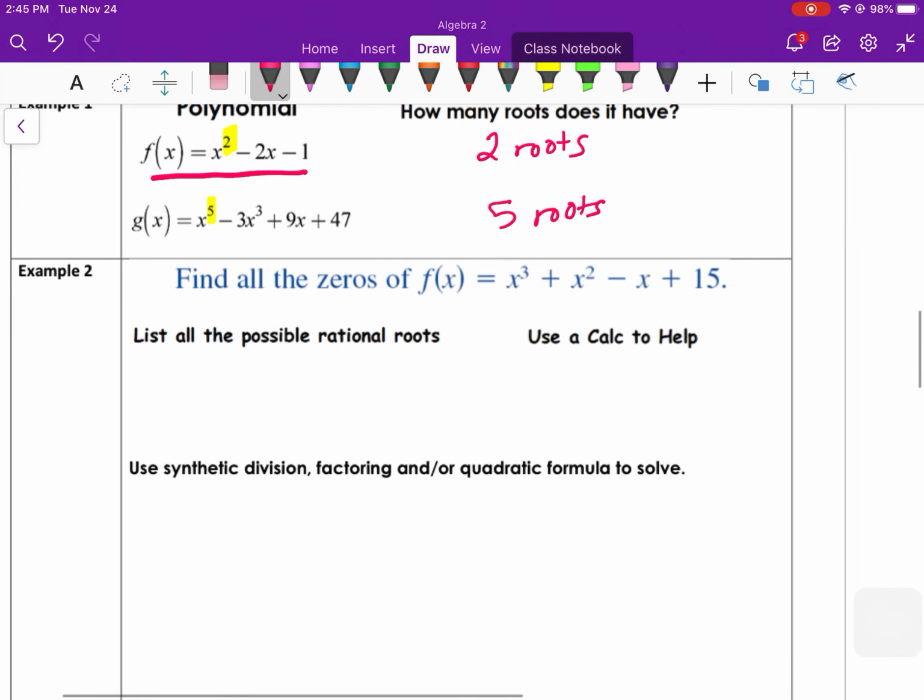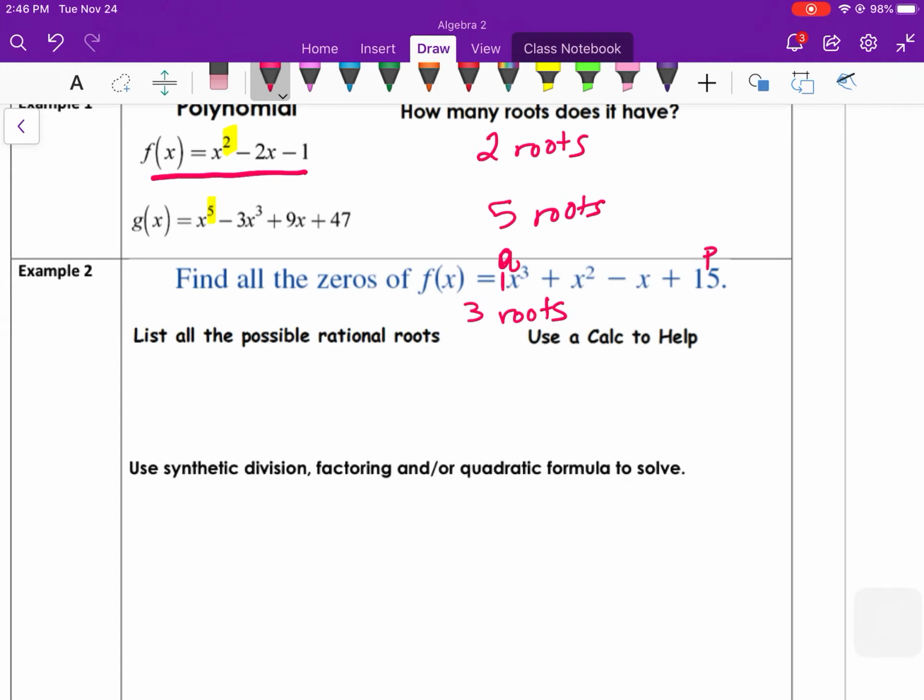All right, in our next example, we're going to find all of the zeros to this polynomial. It is cubic, which means it's going to have 3 roots. Cubic polynomial. List all the possible rational roots. So our P this time is 15 and Q this time is 1.